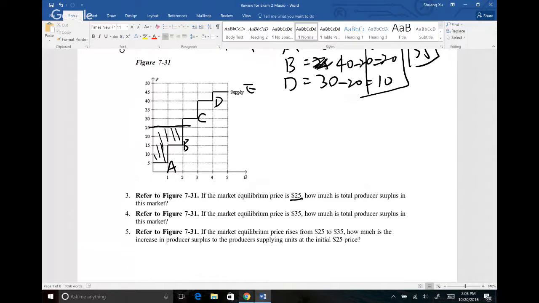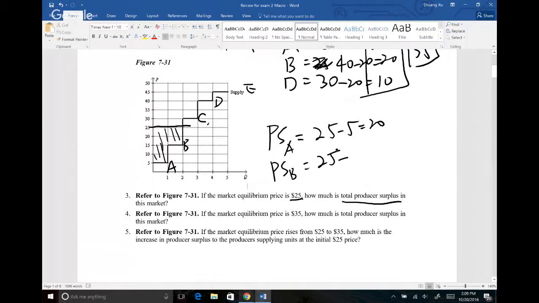Now, when the price is $25, producer A will sell, producer B will sell, producer C wouldn't sell. For producer C, his cost is 30. With the price at 25, he's not making any profit, therefore he won't sell. So for our total producer surplus, just find the difference. For producer A, the producer surplus is 25 minus 5, that's 20. And the producer surplus from B is 25 minus 15, that's 10. So together, your total producer surplus will be 30.